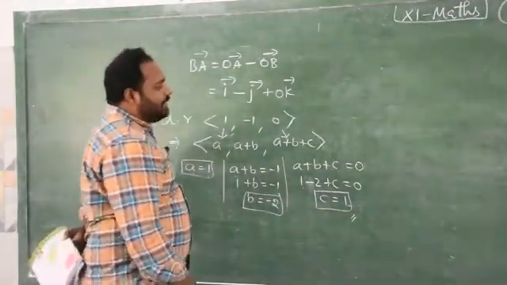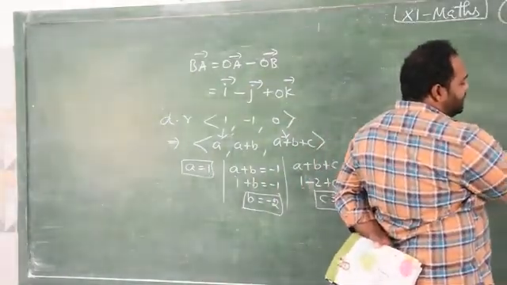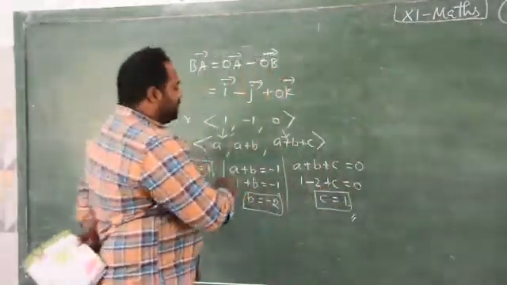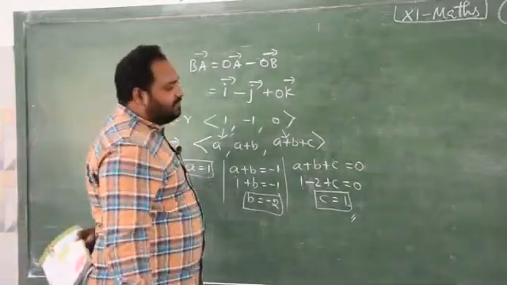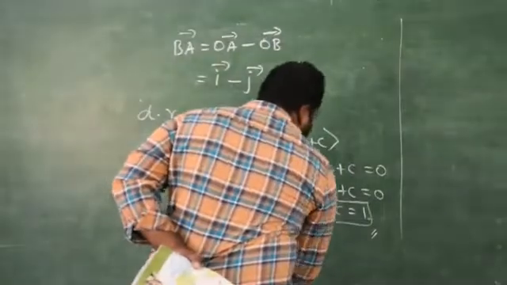So we have only two possibilities from these points: one is AB, another one is BA. These two sets of answers we are getting for problem number 6. Next, problem number 7.